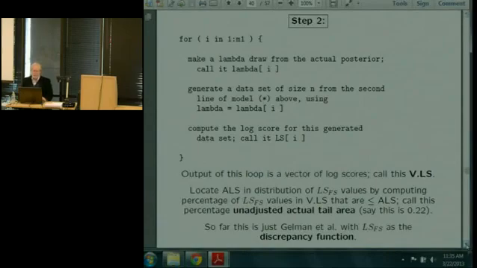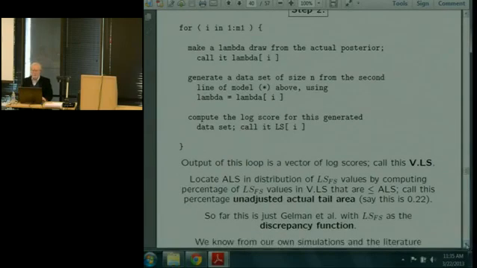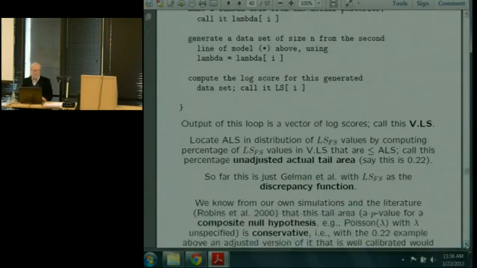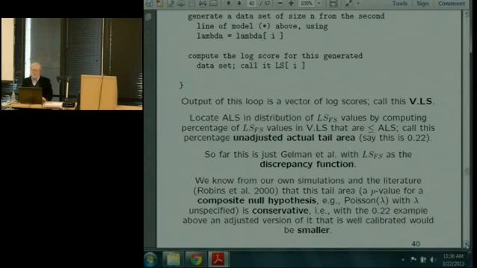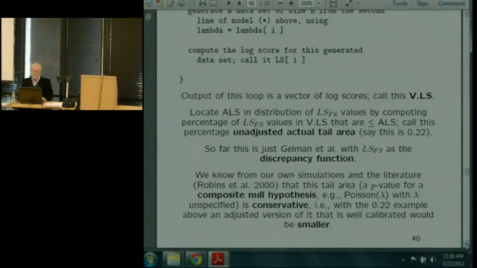They actually proposed the idea a bit more generally, leaving the user a lot of different choices for what they called the discrepancy function. And here I'm using the full sample log score as what they would call the discrepancy function. Now, Milovan and I know from our own simulations and the literature that this tail area, which is attempted to be a p-value for a composite null hypothesis, namely Poisson lambda with lambda unspecified, we know from our own simulations, and we know from Jamie Robbins and that paper by Bayarri and Berger, that this tail area is conservative.